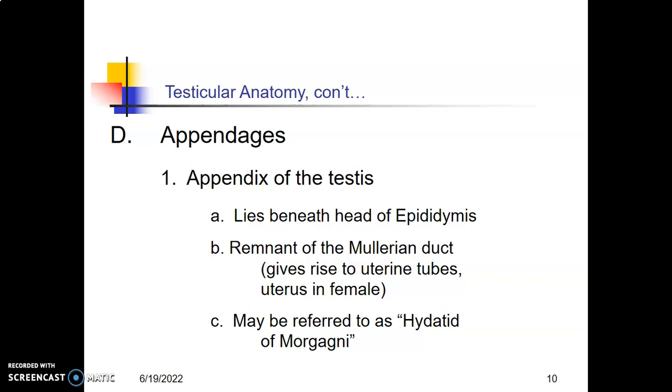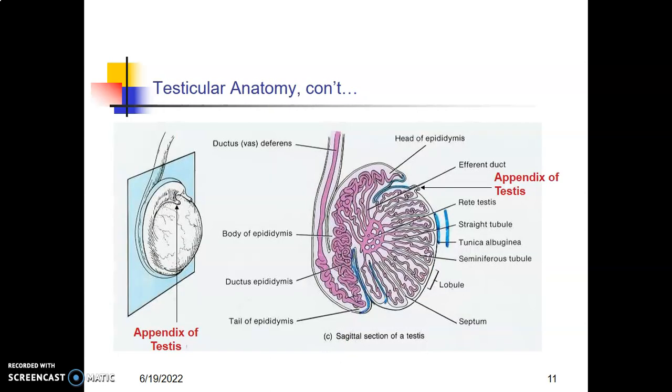But in the presence of the SRY gene and Mullerian inhibiting hormone, the Mullerian duct does not develop in males because of the presence of the XY sex chromosome. So the Mullerian duct has to degenerate. The remnants remain as the appendix of the testis beneath the epididymis, and this may be referred to as hydatid of Morgagni. So this is the location of the appendix of the testis.